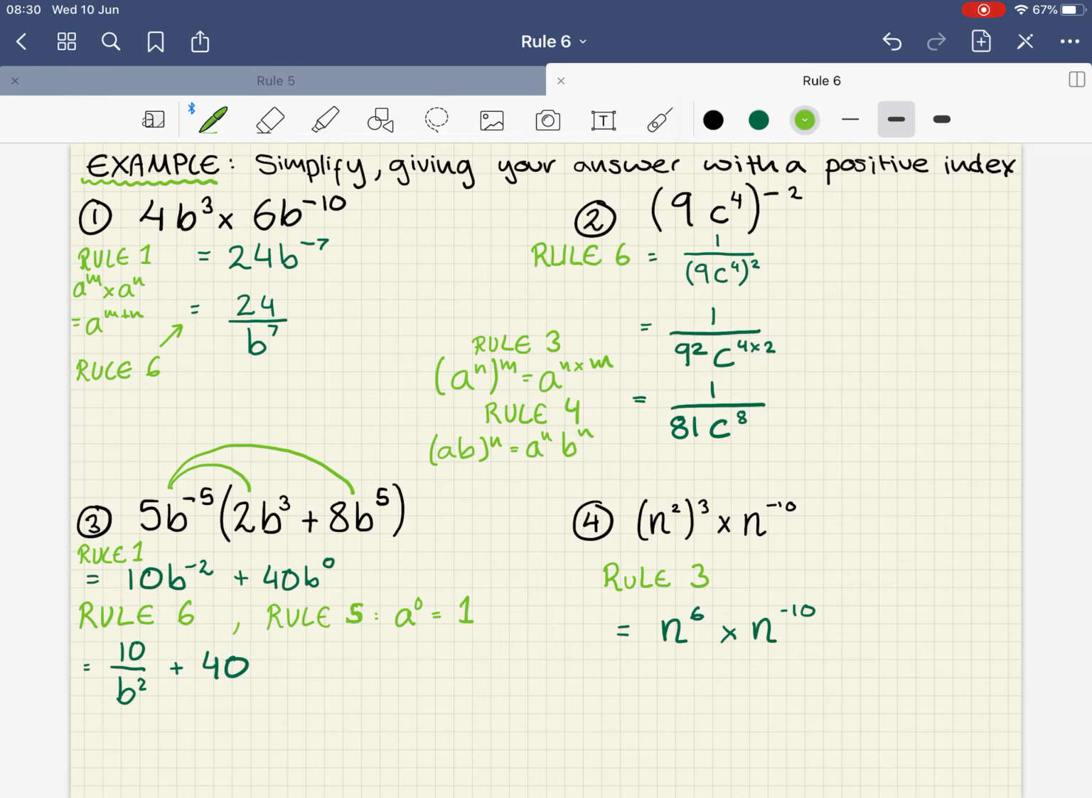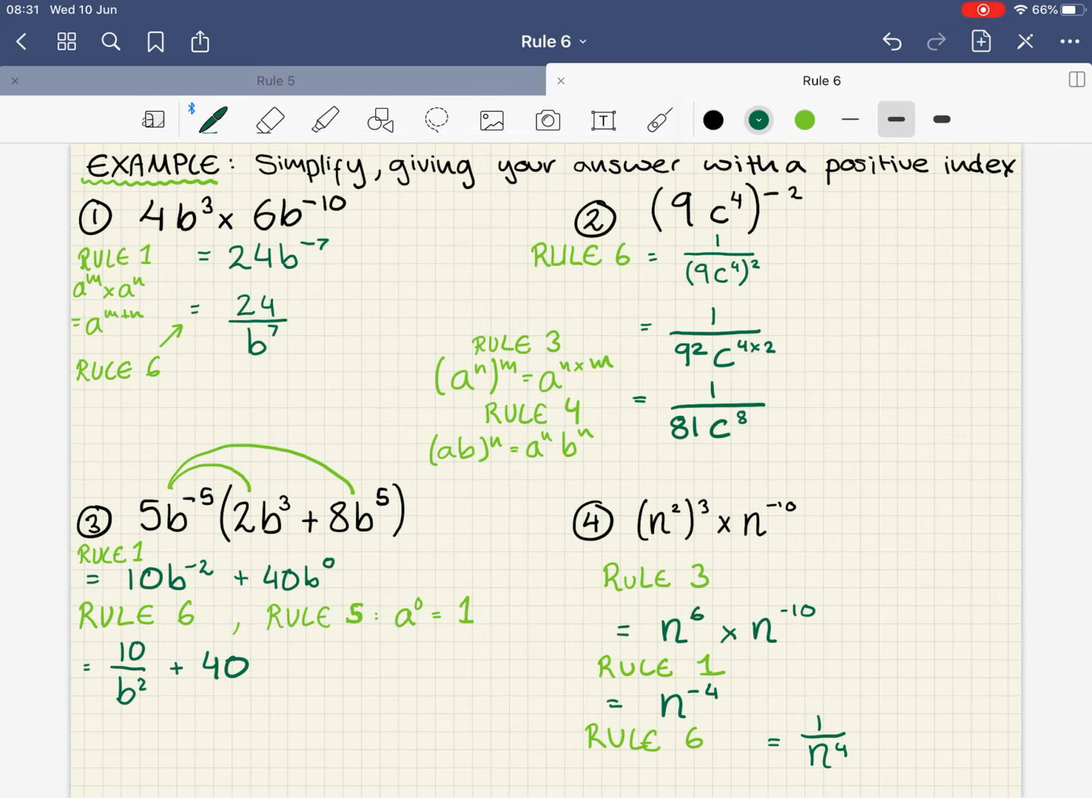Then I've got powers multiplied together. That is now my rule 1. So it's going to be n to the power of 6 plus negative 10. 6 plus negative 10 is going to give me negative 4. And now I can use my rule 6. And that will just be 1 over n to the power 4.